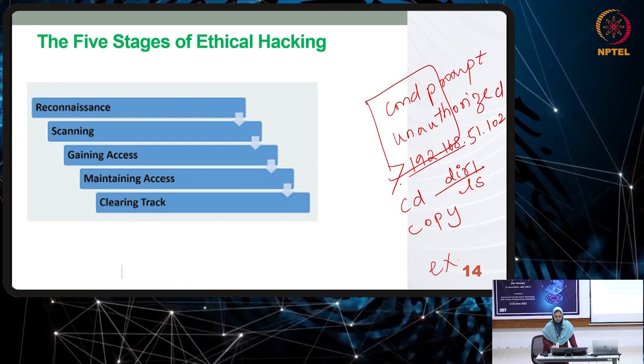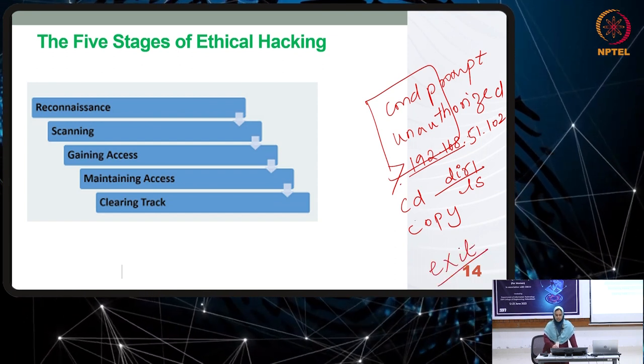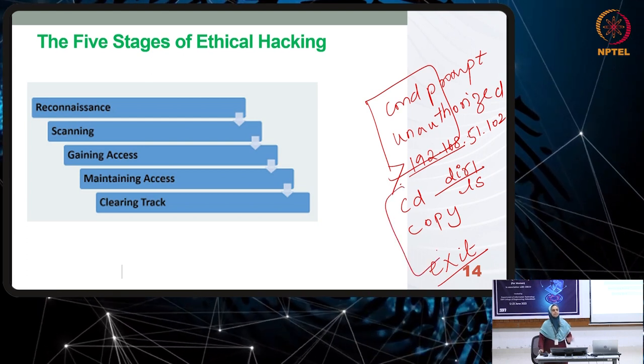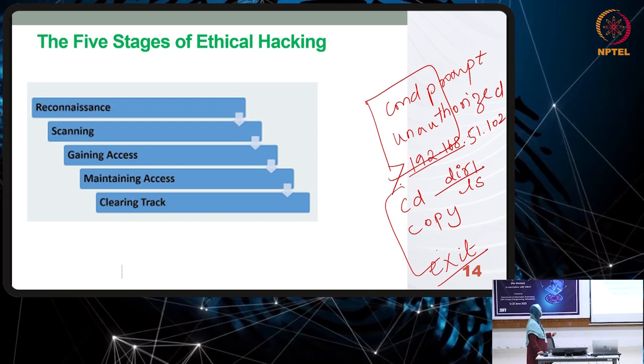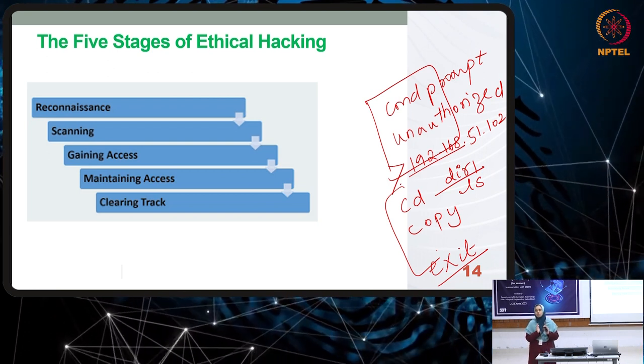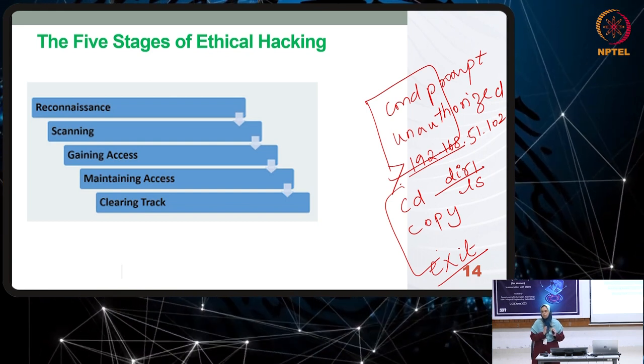When you give exit, only then are you coming outside that particular machine. Yes or no? Till that, you are maintaining the access inside the machine, right? So then you clear the track. Clear the track means there should be no history of what you have done before. Nobody should identify what you have done.